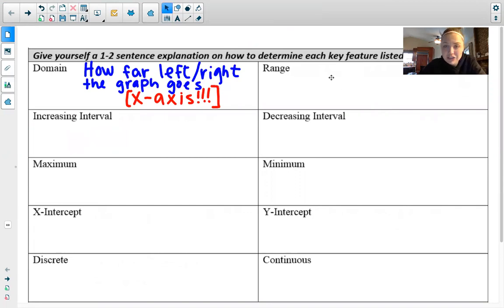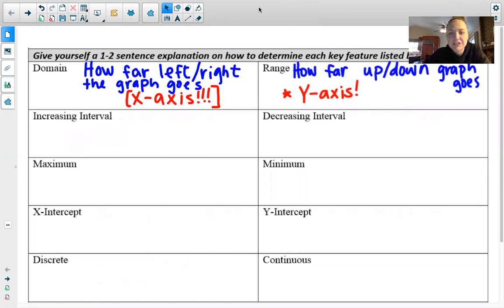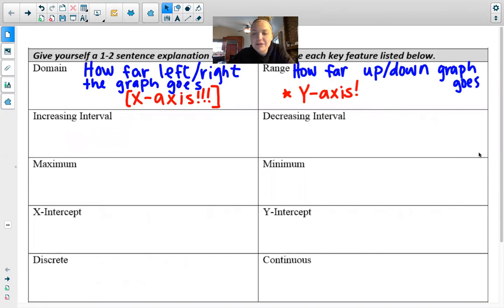The range is how far up or down the graph goes. And for the range, you're going to be using the y-axis. It will still be an interval, but for the range it's an interval on the y-axis. So we've got domain: domain is left and right. Range is how far up or down the graph goes.